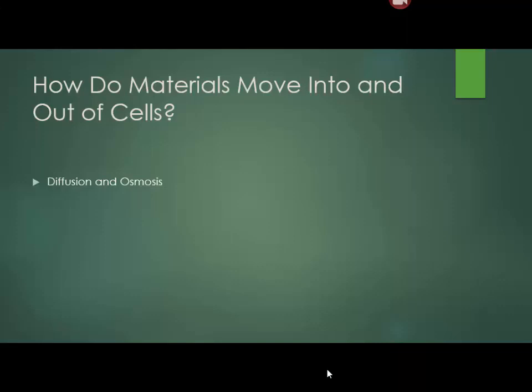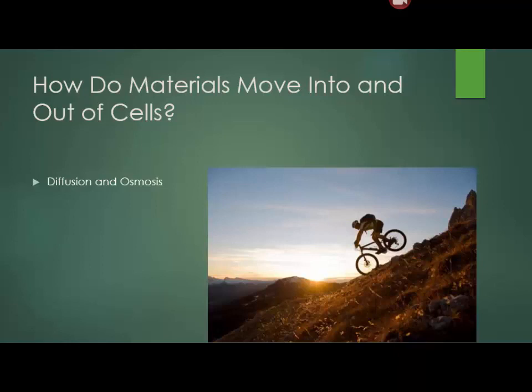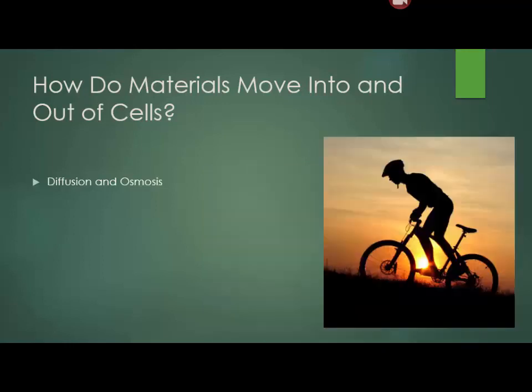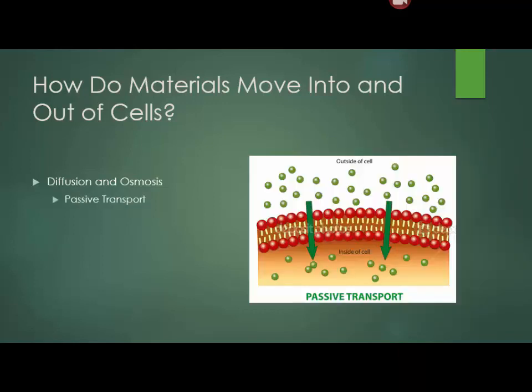Diffusion and osmosis, both are forms of passive transport. If you've ever ridden a bicycle down a hill, you know that it takes hardly any of your own energy to go fast. But you do have to use your energy in order to get back up the hill. Moving materials across a cell membrane sometimes requires the cell to use its own energy. At other times, the cell uses no energy. The movement of dissolved materials across the membrane without using the cell's energy is called passive transport.